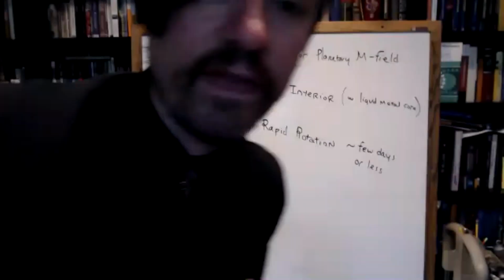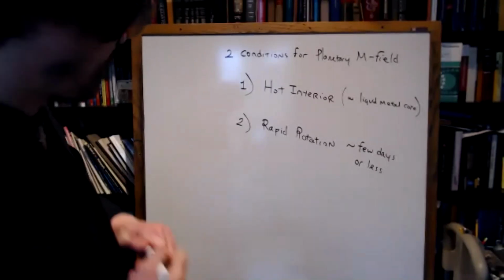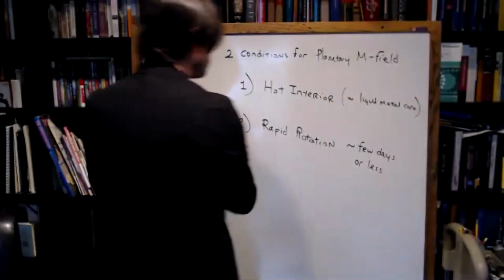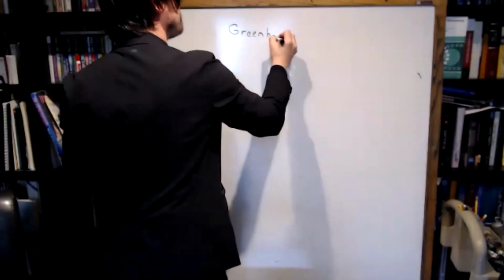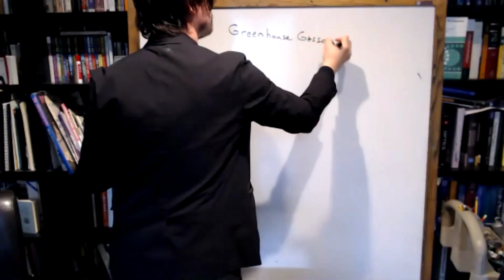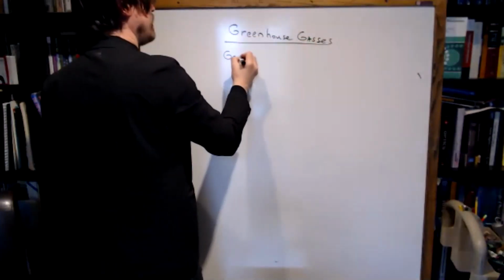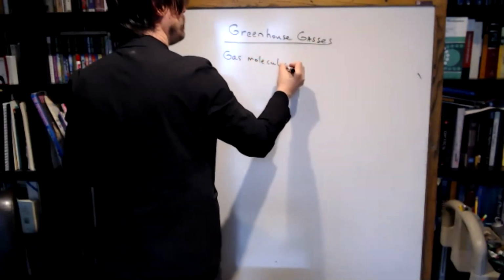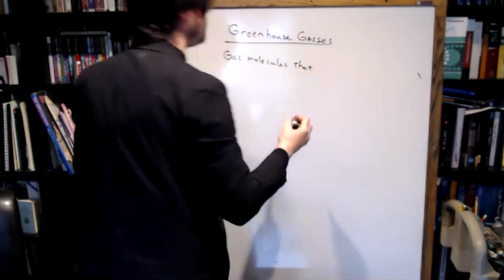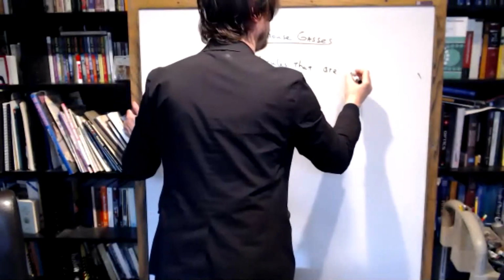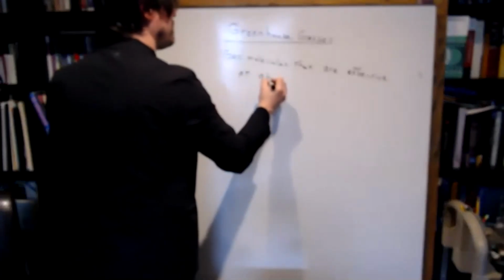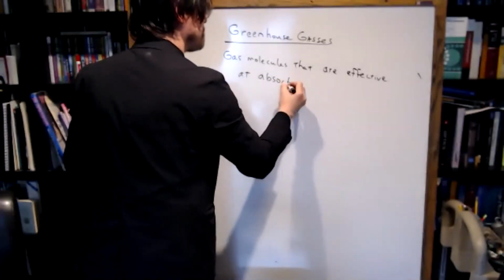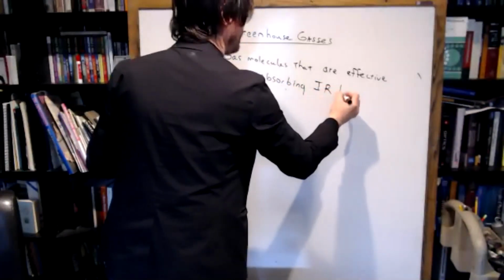So let's take a couple of notes on the greenhouse effect and greenhouse gases. Okay, so greenhouse gases are basically gas molecules that are very effective at absorbing infrared light.